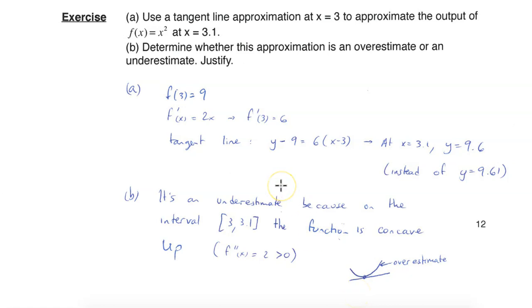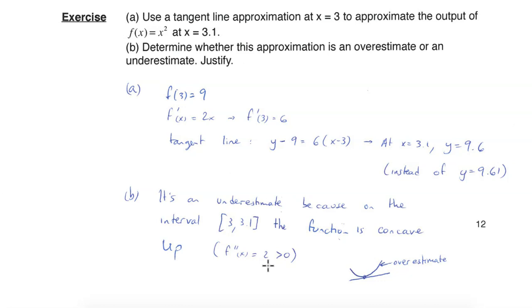So how do we check that the function is concave up? We need to find the second derivative. F prime of x was 2x, therefore f double prime of x is equal to 2, which is positive, and so that means the function, the parabola, is concave up. We know that. f of x equals x squared. We can see it in our head. It's a concave up function throughout.